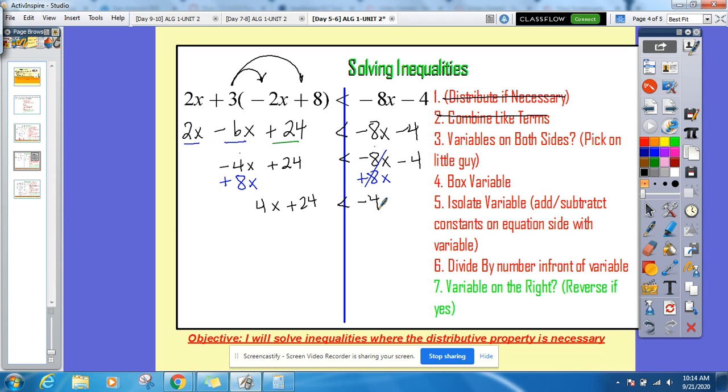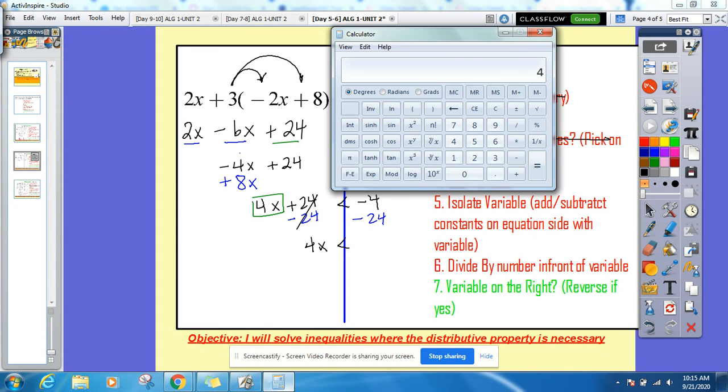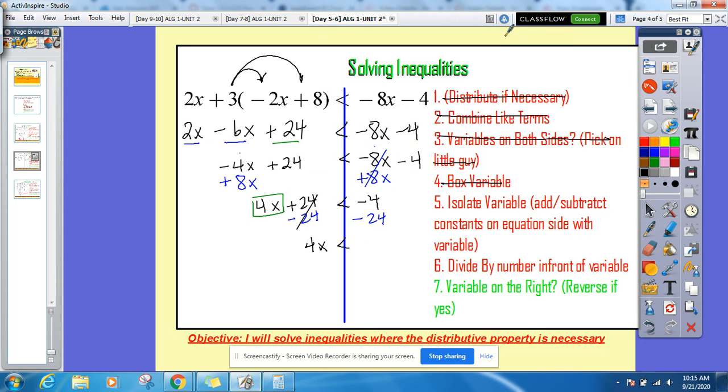Okay, awesome. So we've picked on the little guy, and now we're just going to box our variable and solve. So boxing, we need to isolate. So that means get rid of this positive 24. So we're going to subtract 24. And we now have that 4x is less than negative 4 minus 24. It's negative 28.